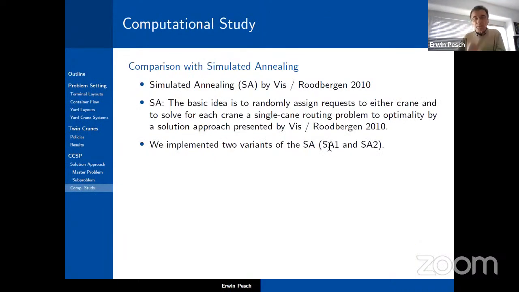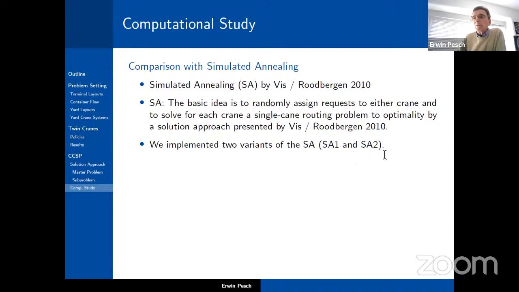We also tried to compare it to another approach. Of course, this approach is older, from 2010 by Fiss and Rothbergen. They use simulated annealing, and they assigned the requests randomly to the different cranes and solved them. They didn't care about the conflicts. So what we did, we had to change that a little bit because we had to care about the conflicts, and we used two simulated annealing approaches. The first one: when simulated annealing stopped, we made sure that the obtained solution is feasible using the procedure by Priskorn and Angeloudis. This was simulated annealing one.